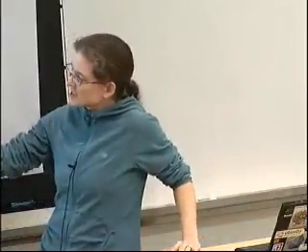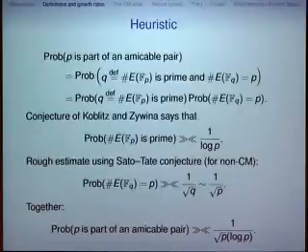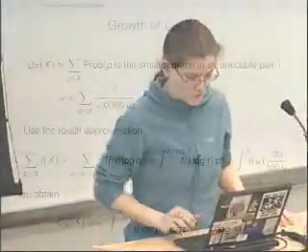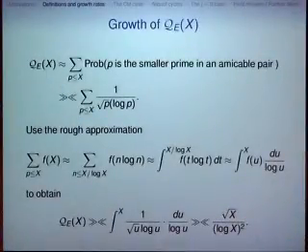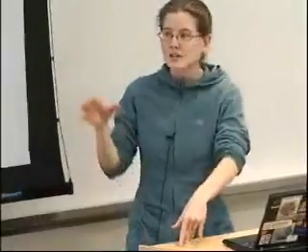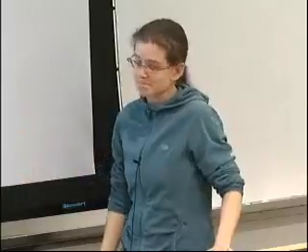So putting these two things together, then we should have the probability that p is part of an amicable pair should be around 1 over root p log p. So we turn that back into a growth function, and we get something like that the number of amicable pairs should grow something like root x over log x squared. So if you remember, the conjecture from Koblitz was x over log x squared. So this is smaller, which you would expect, right?